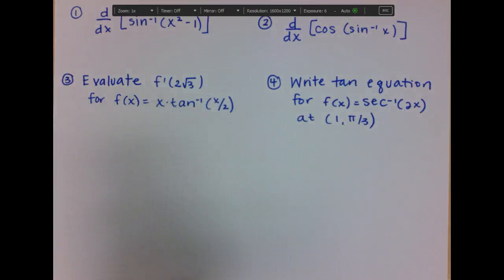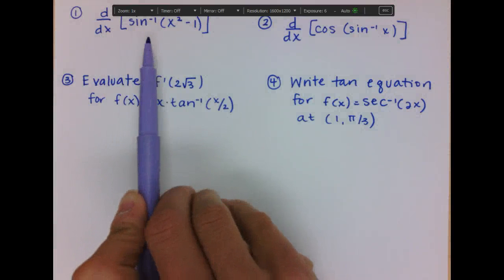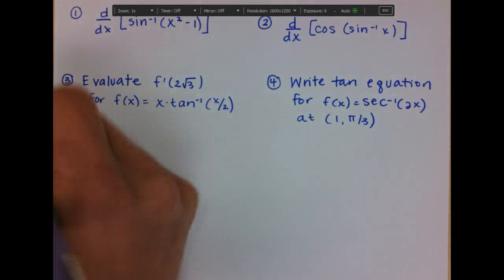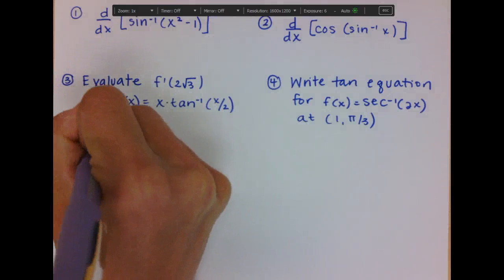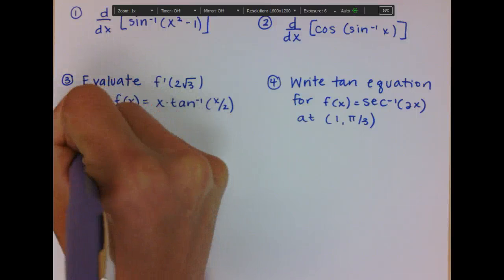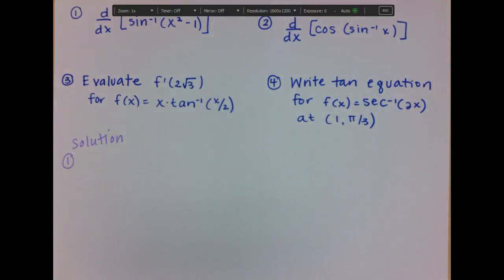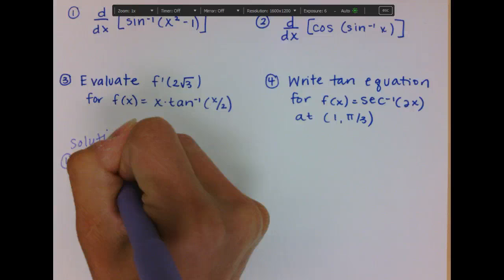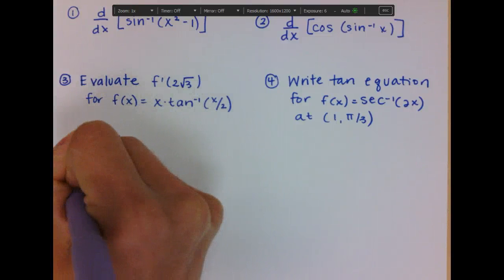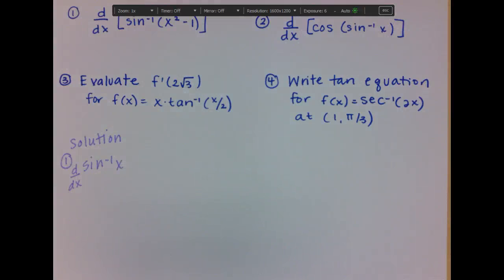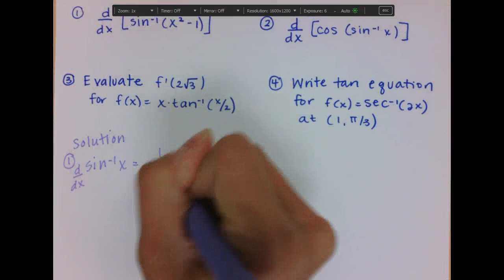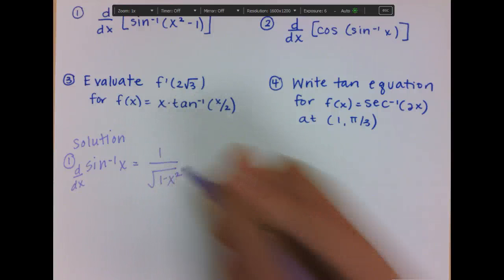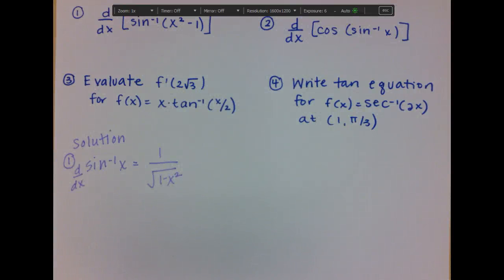In the first one, we are finding the derivative of the inverse sine of x squared minus 1. I will work through the solution to that example. First of all, I need to know the rule for finding the derivative of the inverse sine function. The derivative of the inverse sine of x is 1 over the square root of 1 minus x squared, where x is the argument of the sine function.